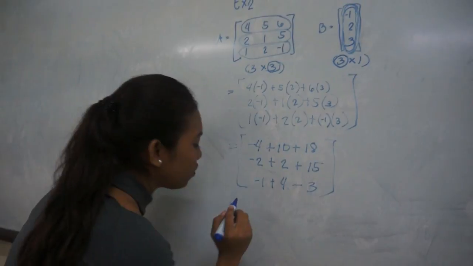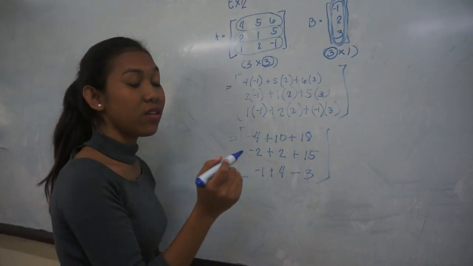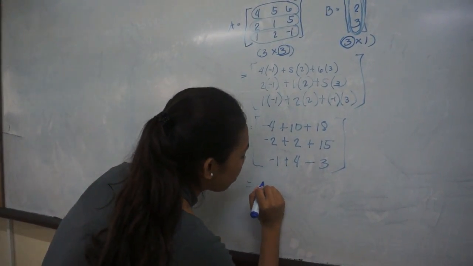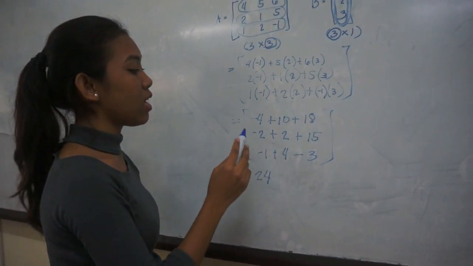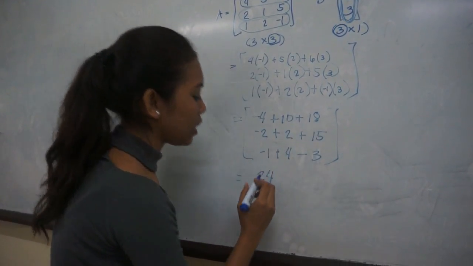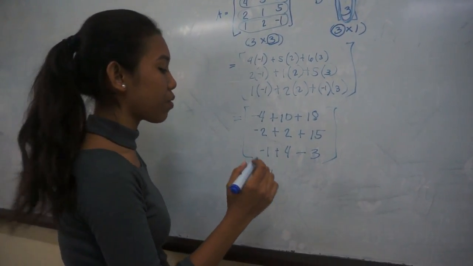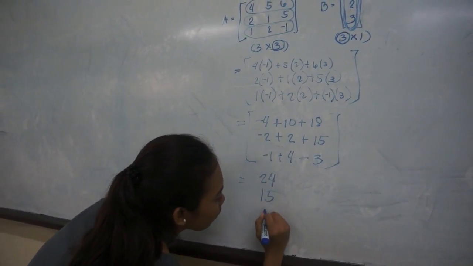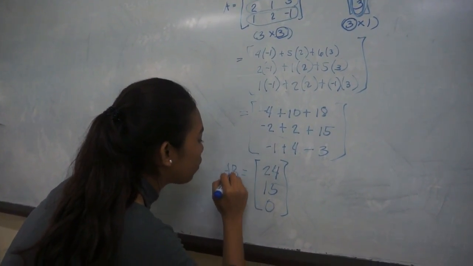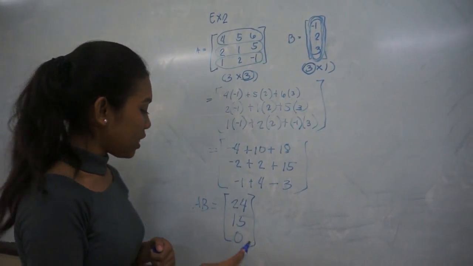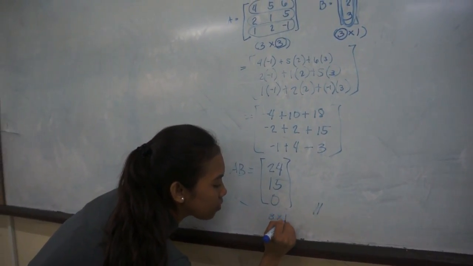And now we are going to add these numbers. Negative 4 plus 10 is equal to positive 6 plus 18 is equal to positive 24. Next is negative 2 plus 2 is equal to 0 plus 15. Negative 1 plus 4 minus 3 is equal to 0. So the product of matrix A and B is equal to 24, 15, and 0, a 3 by 1 matrix.